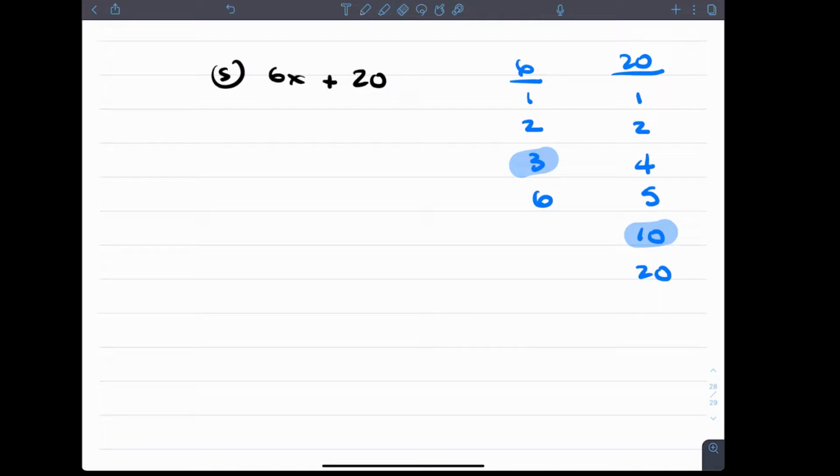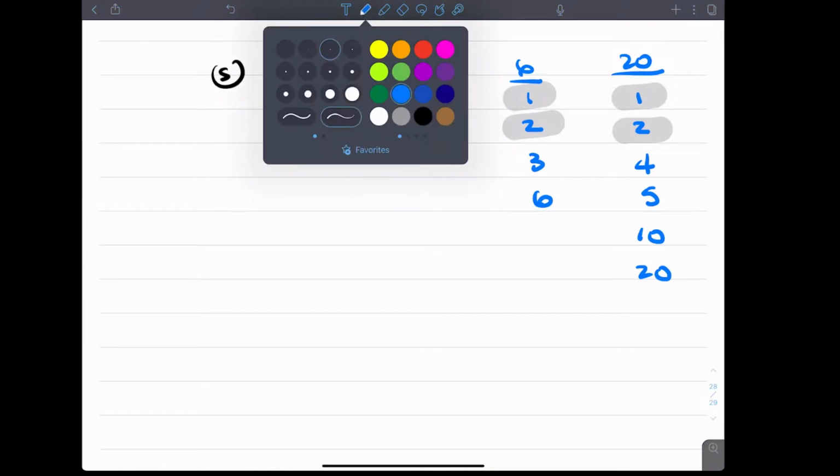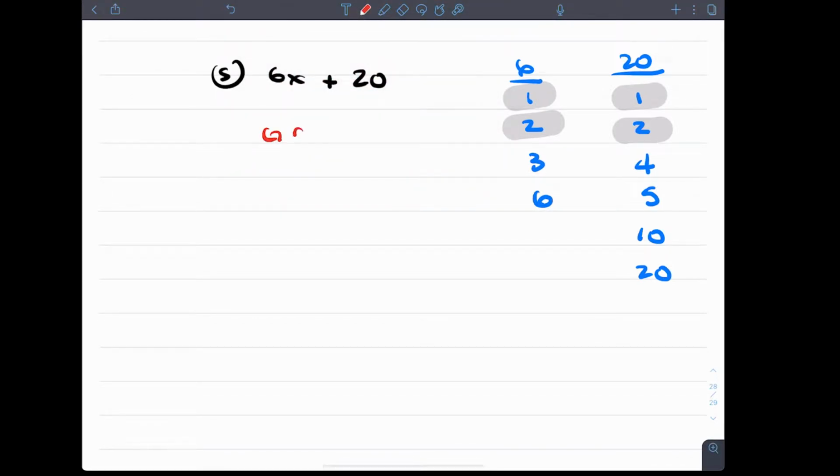All right, now let's try to find the common factors, right? Common. What does common mean? The same. So 1 and 1. What else? 2 and 2. Any other common factors? No. So notice your GCF is what number? It's going to be the number 2.